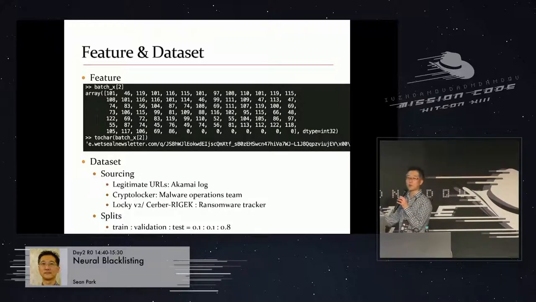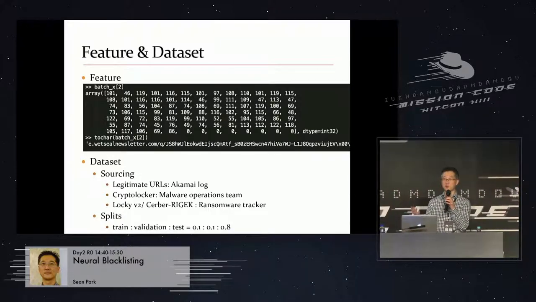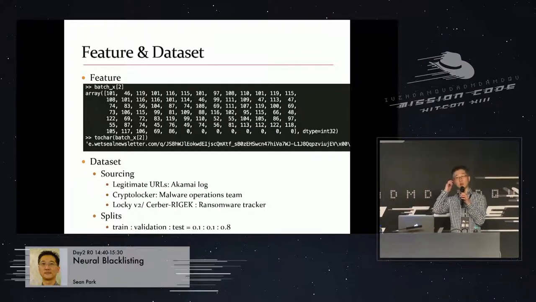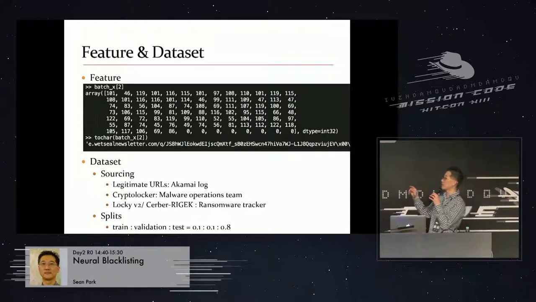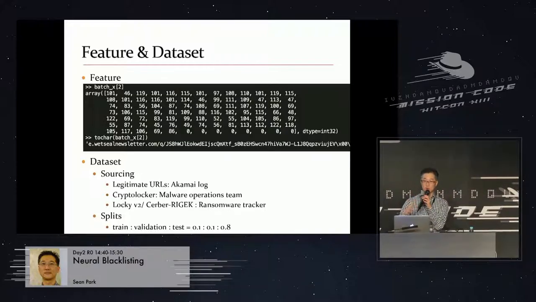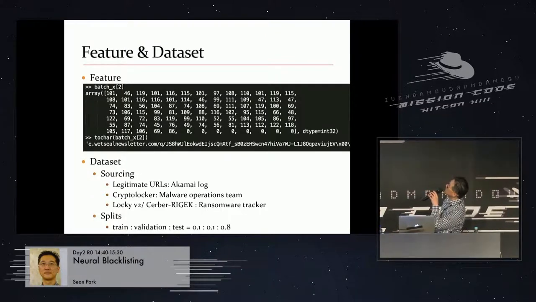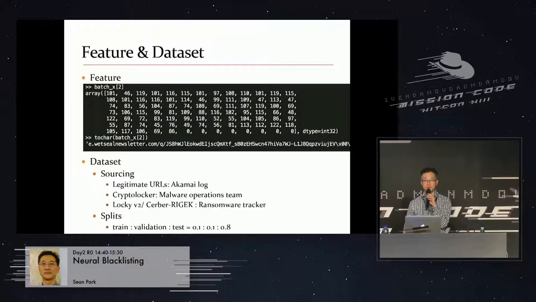Of course, the machine does not really understand the alphabet, it understands numbers. So we simply convert the input URL to its number representation, and that's the input.